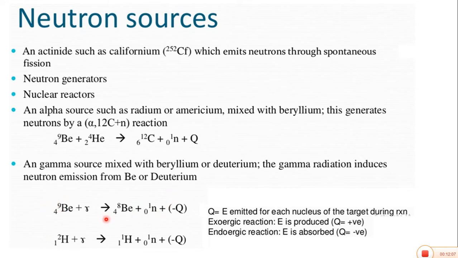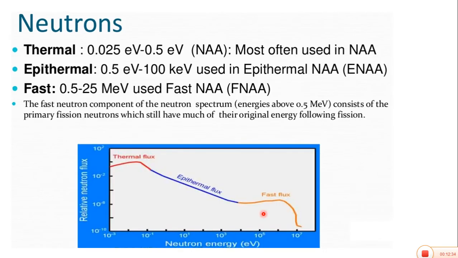So when a gamma-emitting radionuclide is mixed with beryllium or deuterium, the gamma radiation is absorbed by the beryllium, which becomes energetic, and after gaining the energy, it produces the neutron. So this is a process through which the neutron is produced. These are the different sources through which a neutron could be produced, but keep in mind that the most important is the nuclear reactor process.